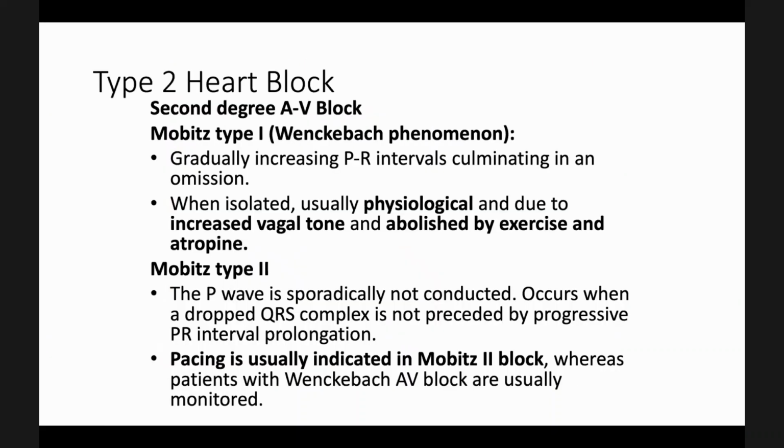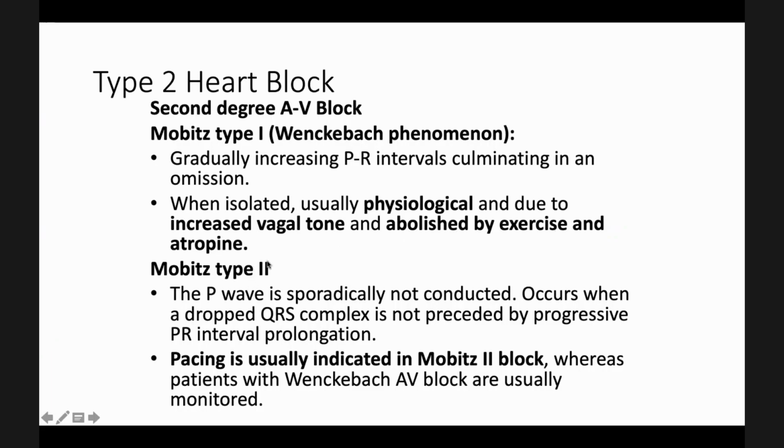Type 2, the second degree heart blocks, are again of 2 types. Mobitz type 1 is the Wenckebach, where the PR interval is getting prolonged and after that there's an omission of one QRS. When it is isolated, usually it's physiological and due to increased vagal tone, and it could be abolished by exercise or atropine.